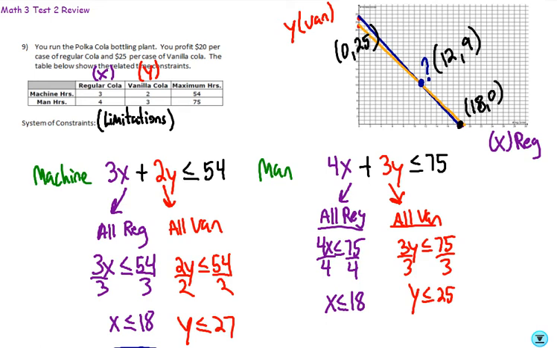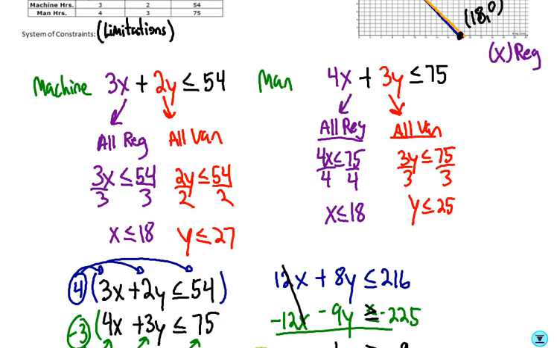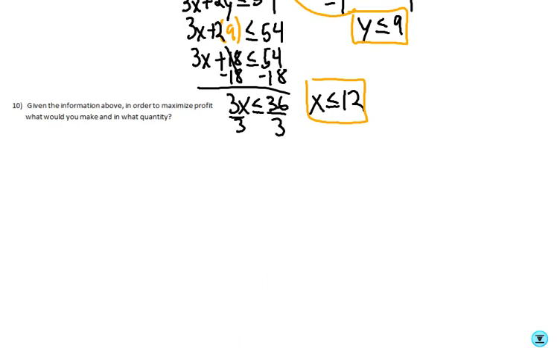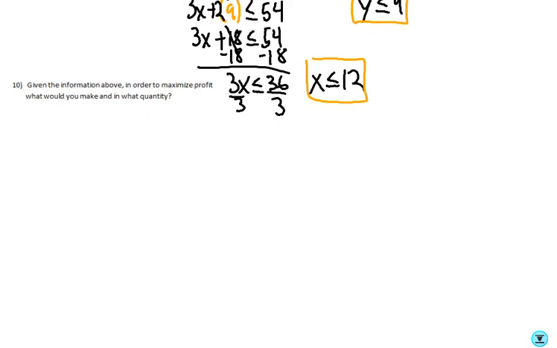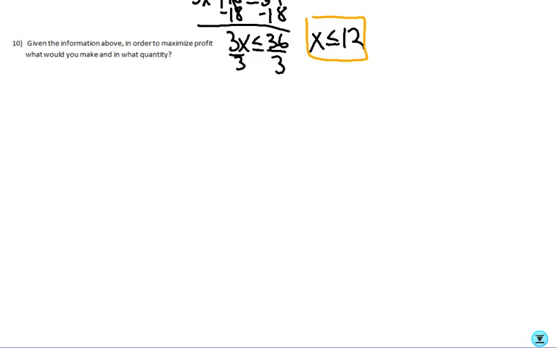Now, how do we pick which one out of the three? Well, we have to look at what's going to make us the most amount of money. So if we look back at the problem, it says that we make $20 for each case of regular and 25 for each case of vanilla. So this is where I'm going to go down to number 10, and this is how I'm going to show my work and what decision we make with what we end up making.